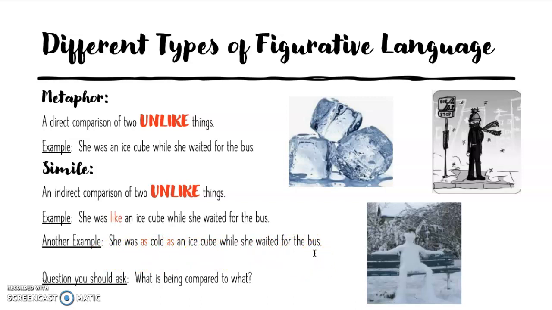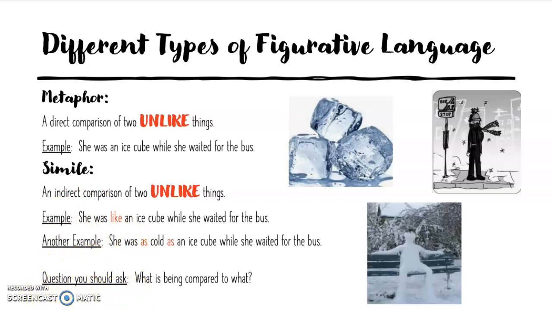So those are the two ways you can use comparisons in order to make meaning when you're comparing two very unlike things. A metaphor is direct, and a simile uses like or as in order to make the comparison. And I always have these little questions down here.